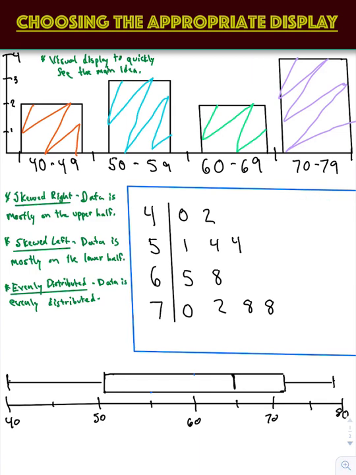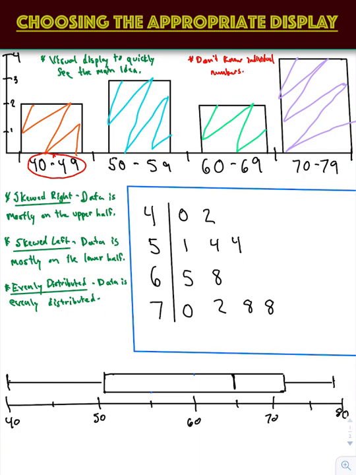So with a histogram, it's really easy to see if data is skewed right, skewed left, or evenly distributed. The negative for a histogram is that we don't know the individual numbers. We're given a range of numbers here, but we don't know exactly what the numbers are. In other words, if someone asked me what the mean was, I would have to say I don't know, because I don't know if in this data set I have 40 or if I have 49. So I wouldn't be able to know what the mean is.